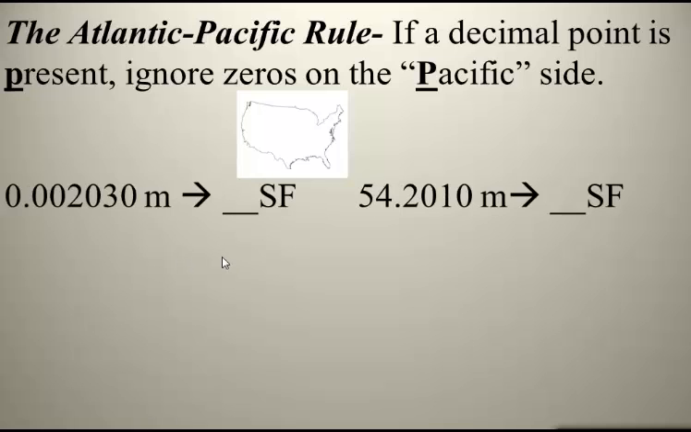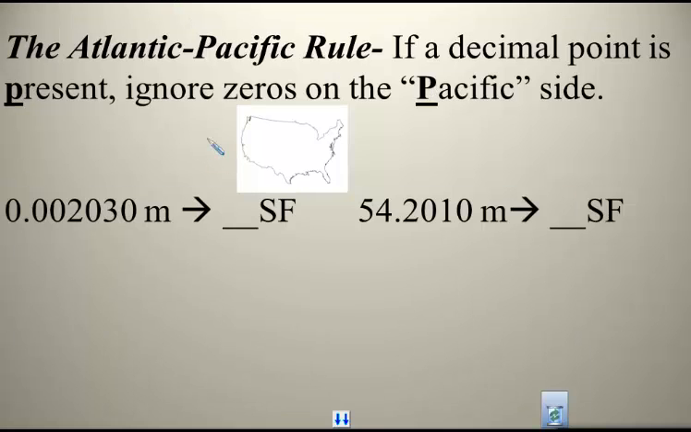Next, we're going to look at the first statement in the rule. If a decimal point is present, ignore the zeros on the Pacific side. Present, Pacific. Present is on the left. If the decimal point is present, so I see a decimal point right there, I'm going to ignore these zeros on the Pacific side, or on the left side. That doesn't mean they're not there. They're placeholders. It does mean they're not significant. The only significant figures in this measurement are those 4.